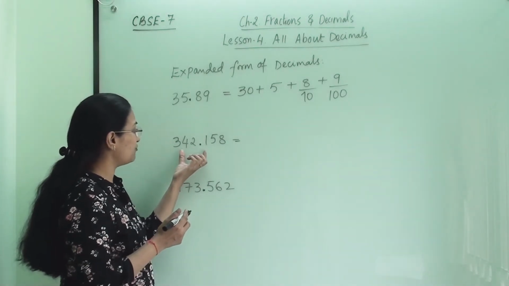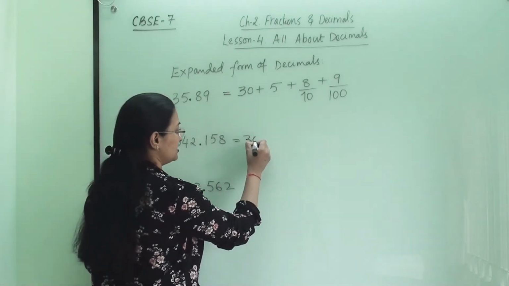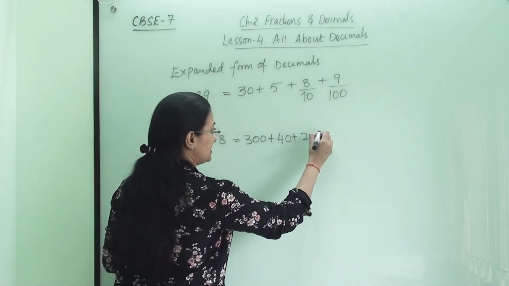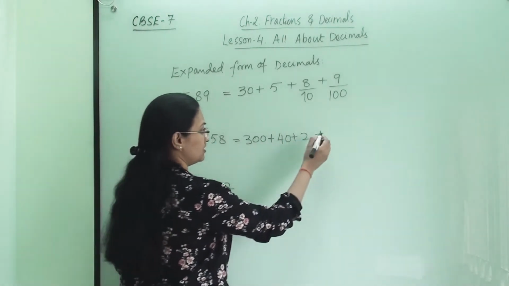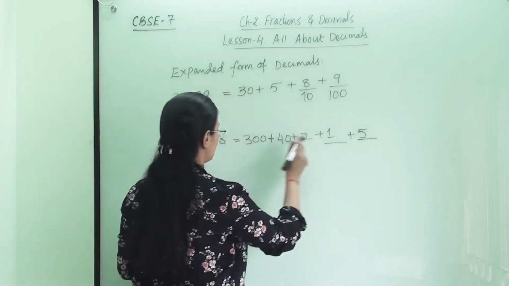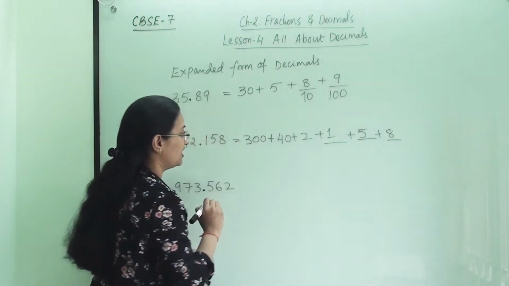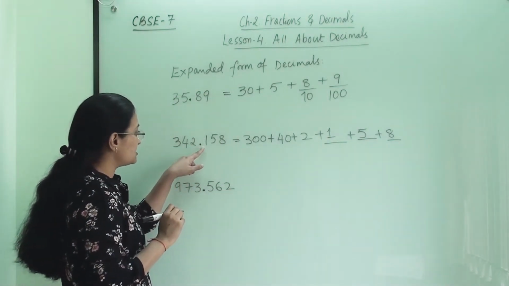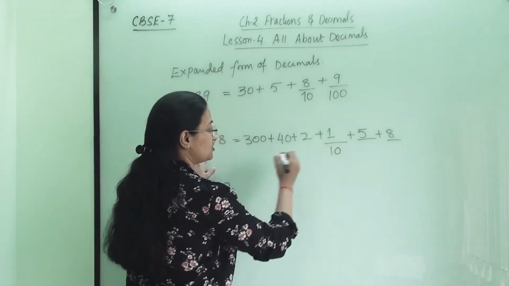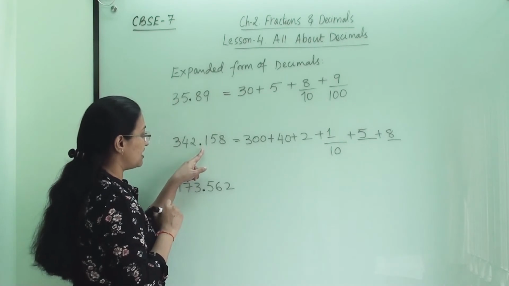Here, 342.158 is there. So first we will write 300 plus 40 plus 2. Then we will just mention this number. For 1, something will come in the denominator, for 5 something will come, and for 8 something will come. Now 1 is just after the decimal point. This is the first number, so 10 goes into the denominator. So 10.